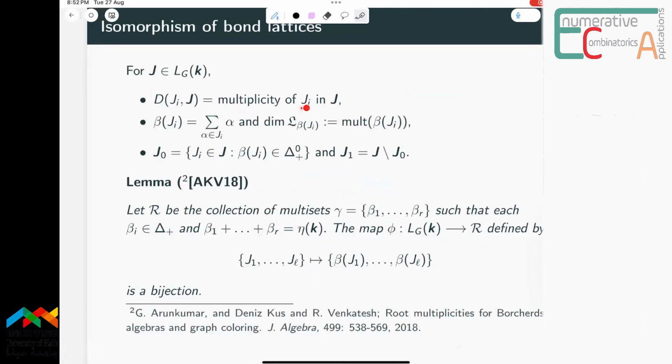The multiplicity of each J_i in J is denoted by this symbol. Now taking all elements from J_i, the corresponding alpha sum gives us beta of J. The dimension of this root space is known as the multiplicity of this root. So this is a lemma which relates the weighted bond lattice with roots. If we have picked any element J, then correspondingly we can attach a root. J1 corresponds to beta of J1. If my J1 is alpha 1, alpha 3, then my beta of J1 is alpha 1 plus alpha 3. There is some condition on these J_i's. So this is my J1, J2, corresponding to our bold K. So this lemma gives us the bijection.